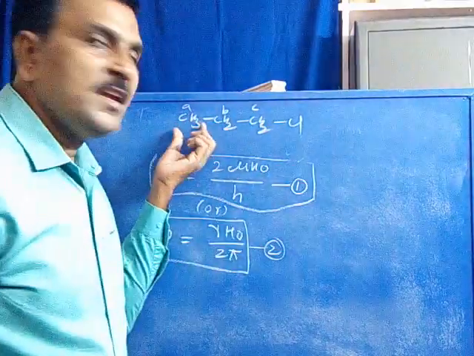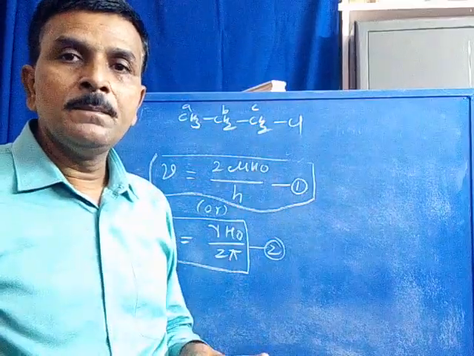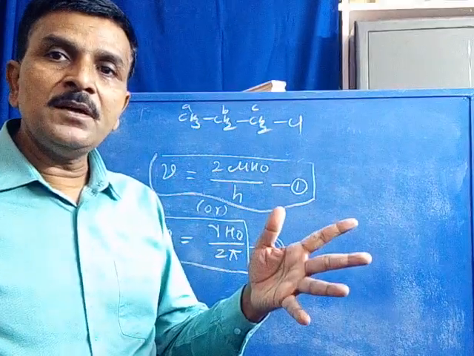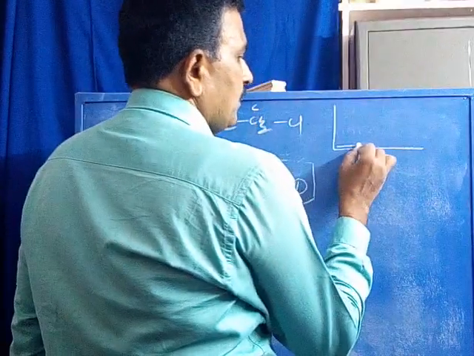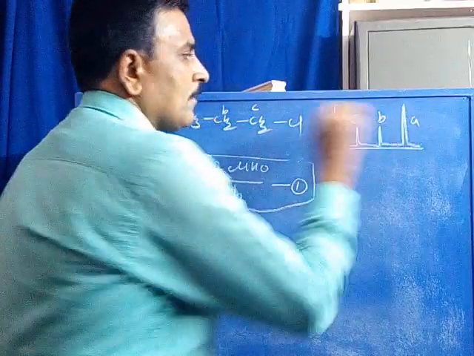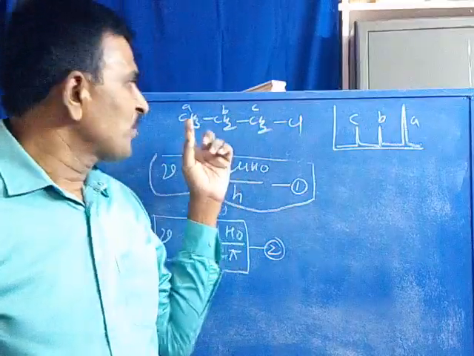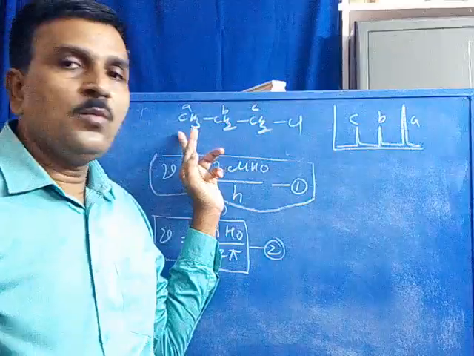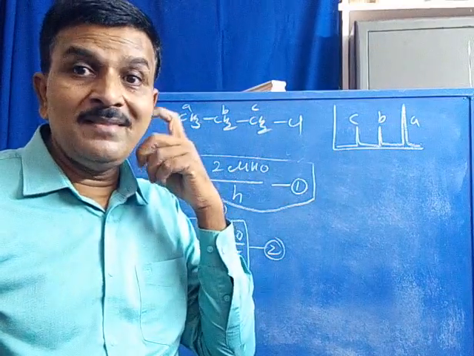Every set, A group, B set and C set, absorbs energy at different frequencies and appears with 3 signals, as there are 3 sets of protons, like this: C, B and A. This is the spectrum of a molecule. So we have a molecule that consists of 3 sets of protons. One set is CH3, a middle CH2, and a terminal CH2 group: A, B, C groups.